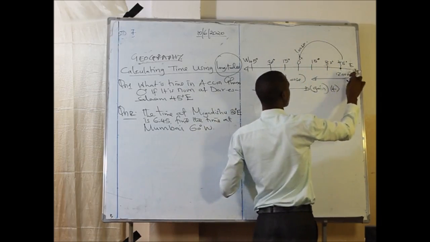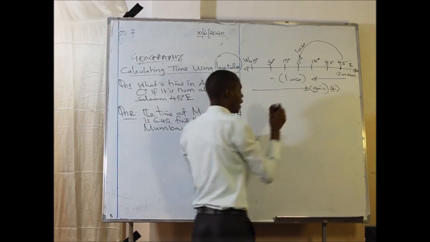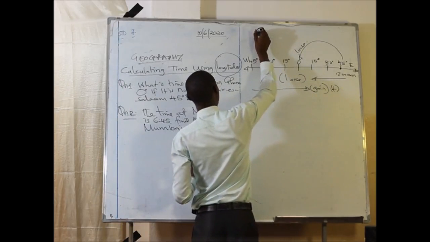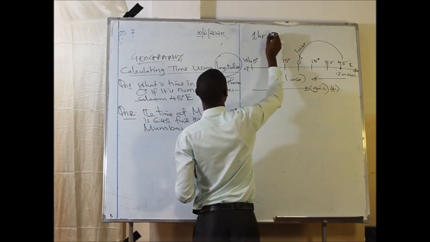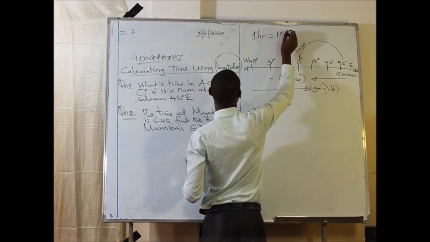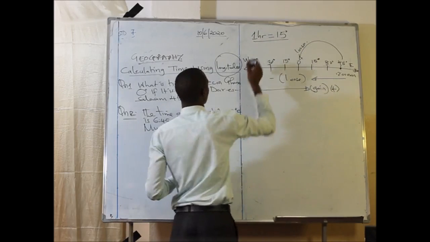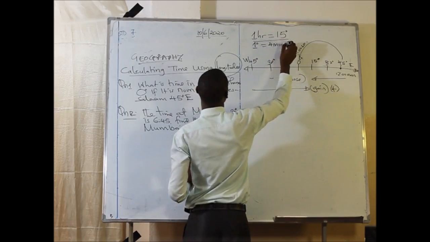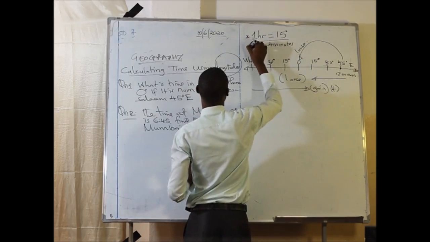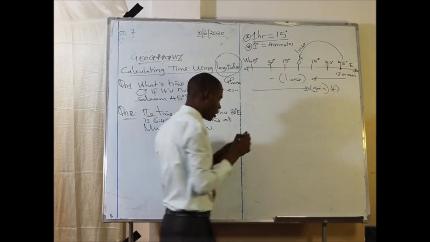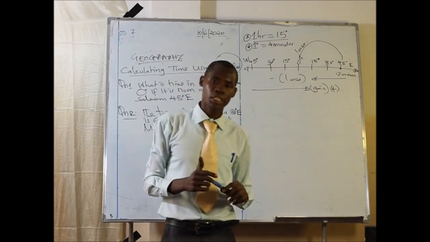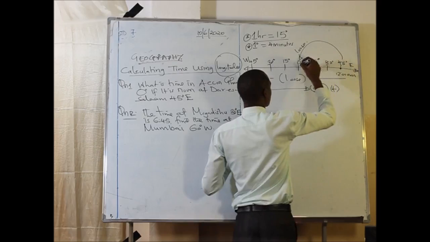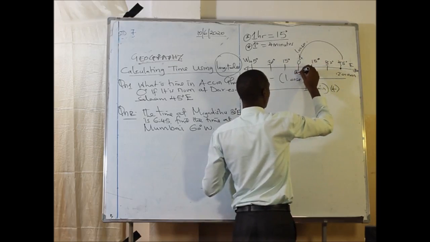If here is 12:00 noon, when we move, remember our formula says, and this is very important, that every 1 hour covers the same as 15 degrees. Or you can say that every 1 degree is equal to 4 minutes. These two things are very, very important when it comes to calculating time using longitude. According to the question, the person is here. We want to move until we reach Accra, Ghana.